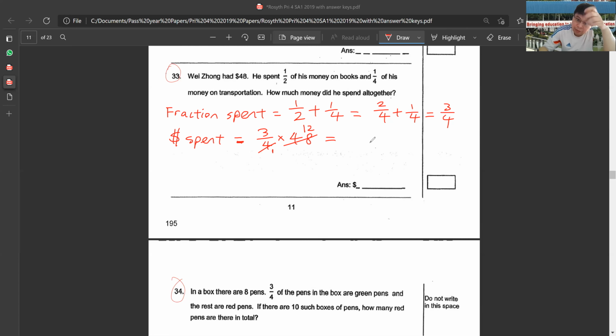So now I have 3 times 12, right? 3 times 12 equals 36. 36, very good. So what's the amount of money he spent altogether? He spent $36. Correct. You understand how to get 36 now?